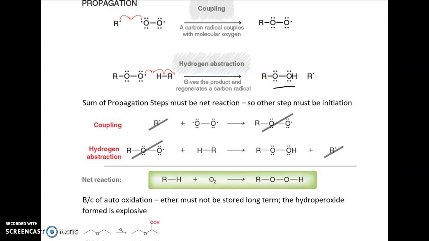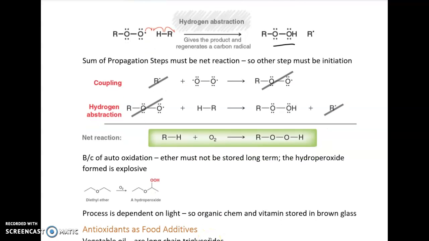Because of this autooxidation reaction, we have to be very careful about storing ether because we can form a hydroperoxide, and it's explosive. This process, in general, the whole oxidation of organic compounds is dependent on light, and so we store organic chemicals and vitamins in brown glass so that they won't oxidize.